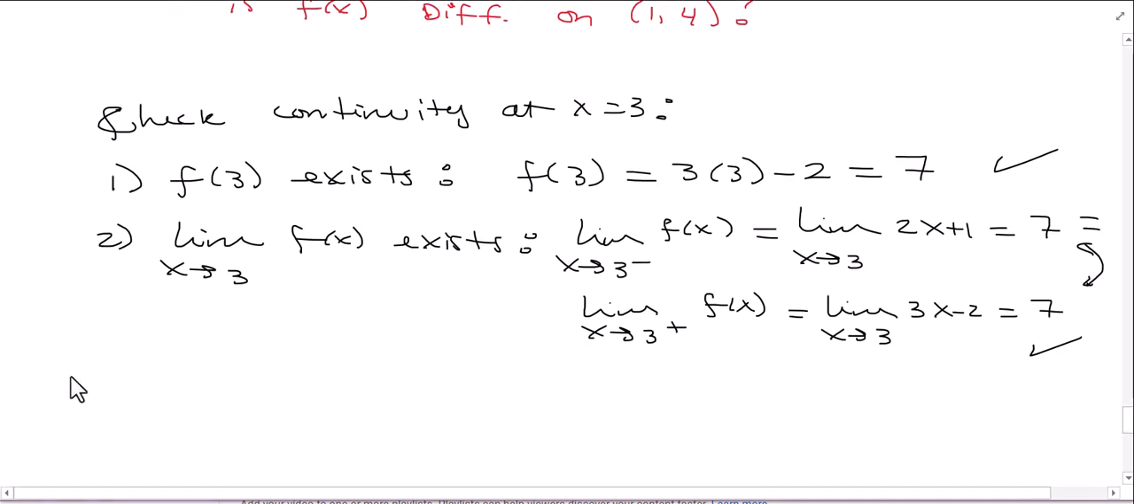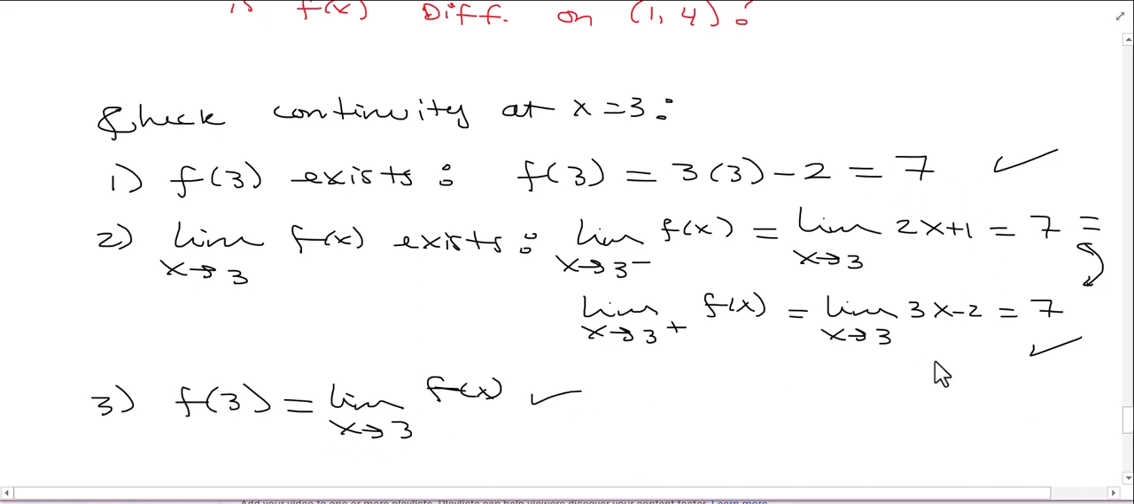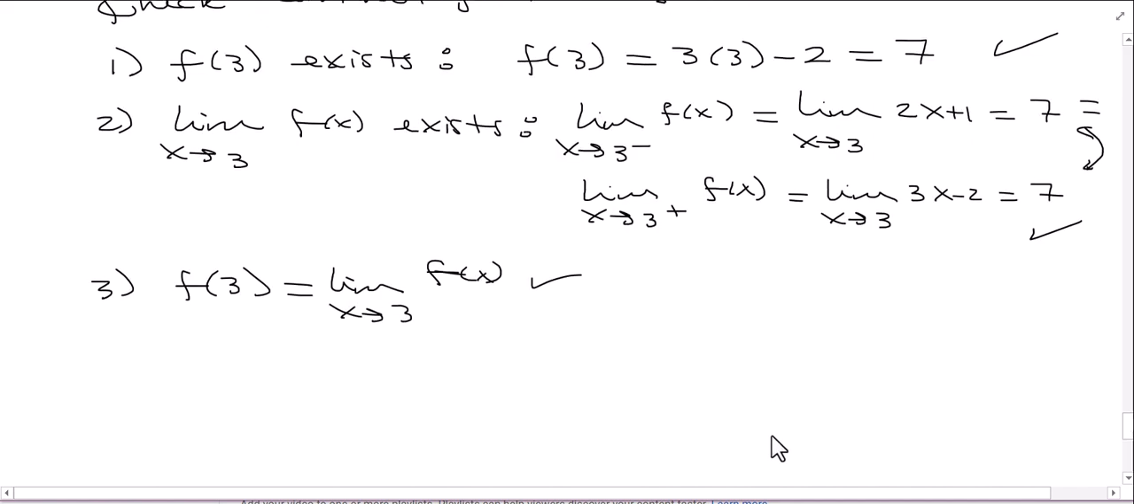The third condition for continuity is that f of a has to be the limit as x goes to a of f of x, and this definitely checks, right? Everything is 7, so that means that our function is continuous on our interval, 1, 4.